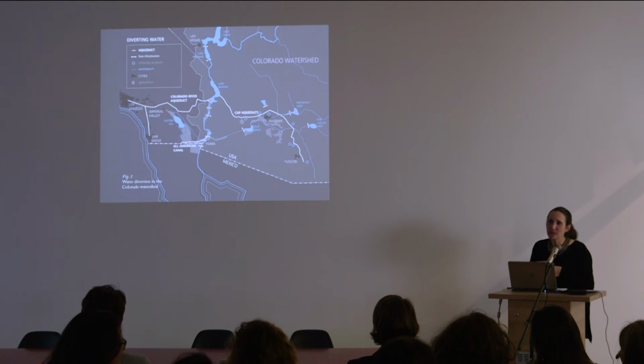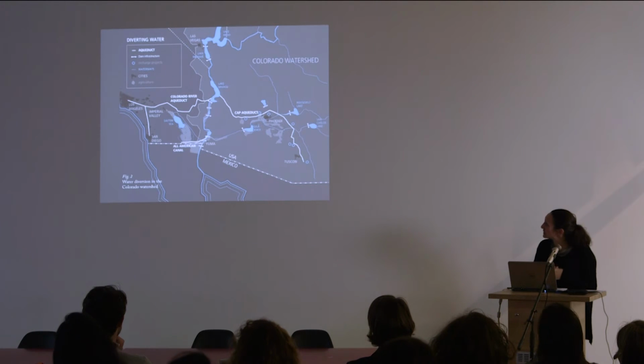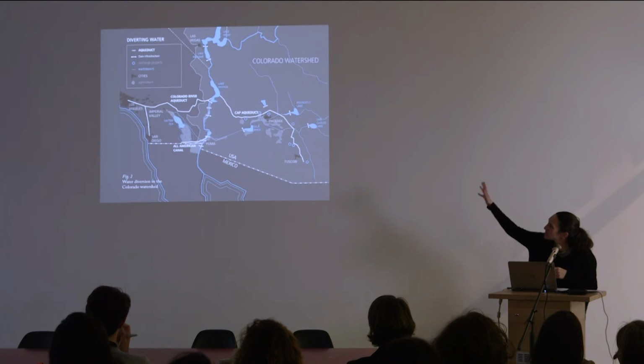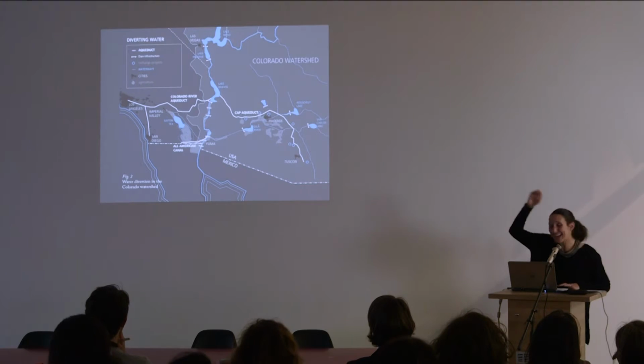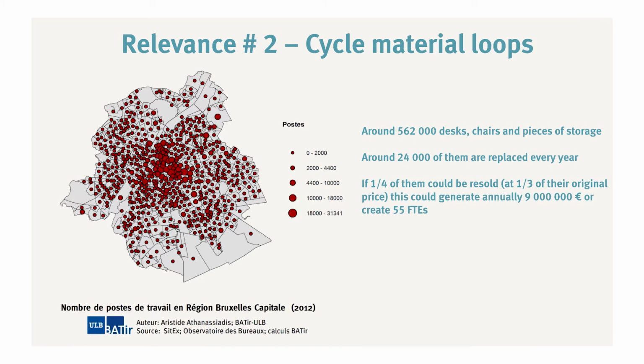This is for another study I did for Brussels when we did a first urban metabolism study a couple of years ago. We tried to map the number of office furniture that exists in Brussels. There's around 500,000 desks in Brussels, also chairs and storage, etc. So around 24,000 of them is replaced every year.